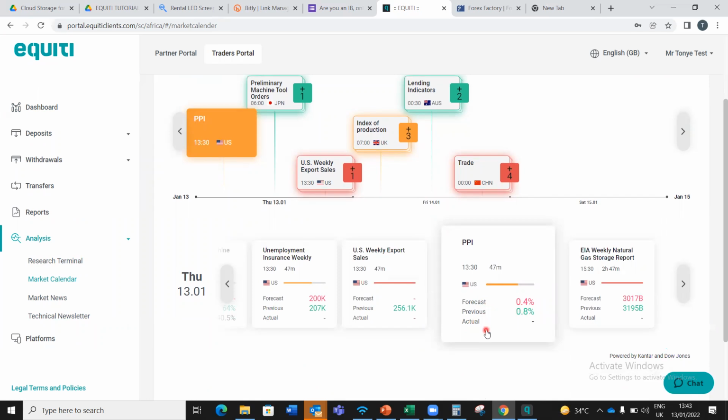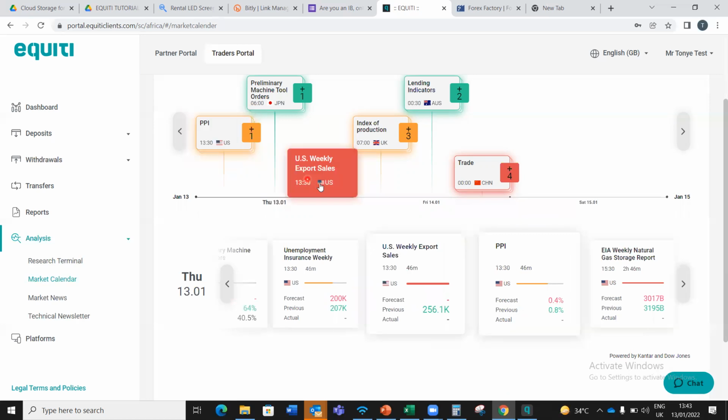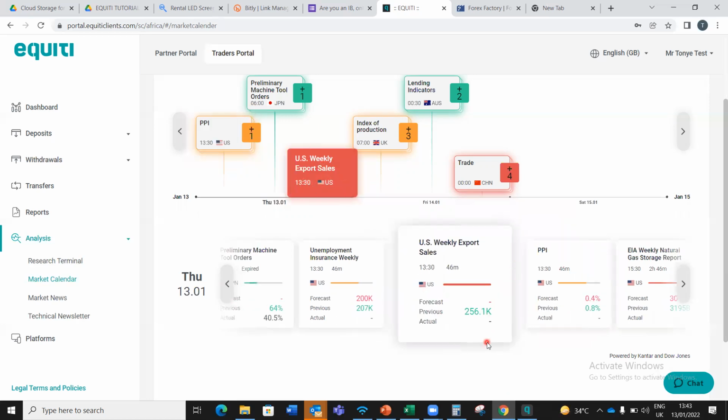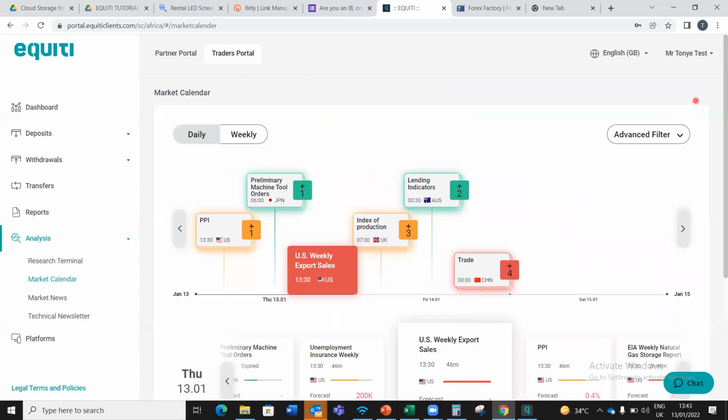Now, you should read about the producer price index. If the actual is greater than the previous, what does it do to the economy? Of course, it favors the economy. It simply means that the US dollar is going to gain strength in the market. So you should keep up to date with information such as this so that it can help you take proper decisions in the market. We have 45 minutes before this news plays out. And then you can see other news, US weekly export sales and all that.